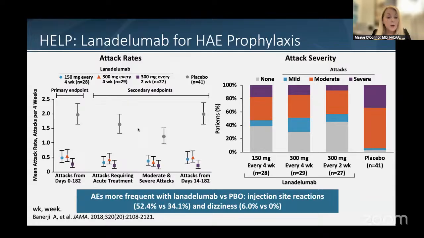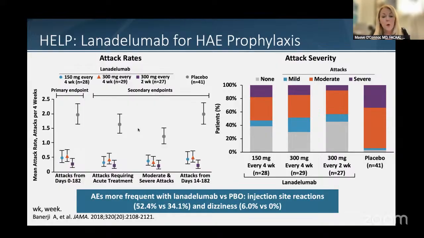The HELP trial, this was published in 2018 in JAMA. This was looking at lanadelumab for the prophylaxis of HAE. So again, you can see the substantial reduction in HAE attack rates with lanadelumab. Again, injection site reactions, not unexpected. They were the more frequently reported with lanadelumab. These were also considered to be manageable.